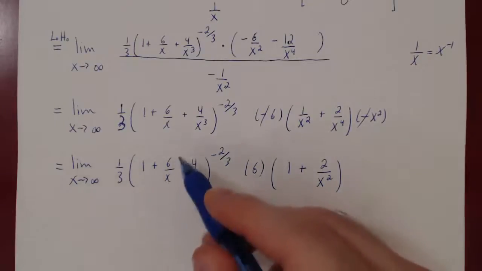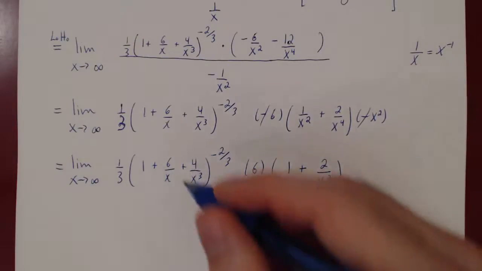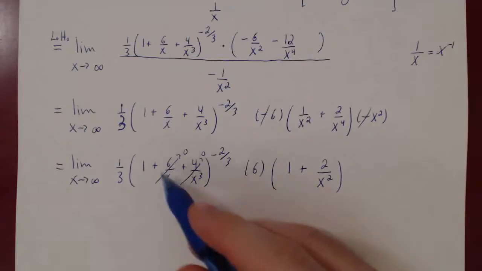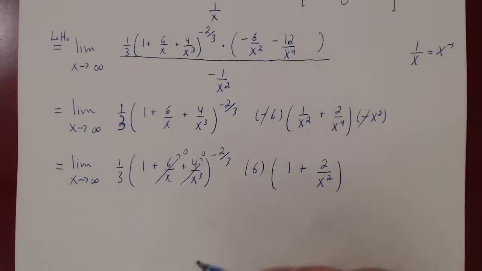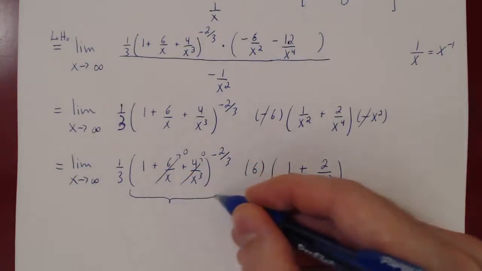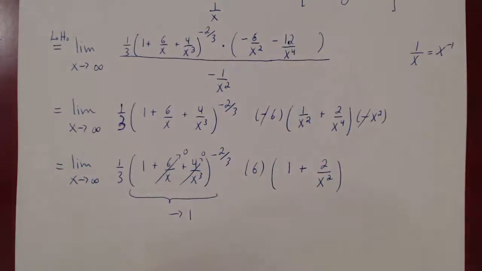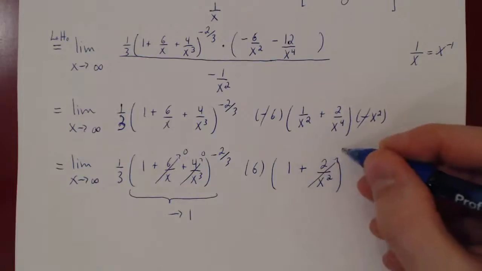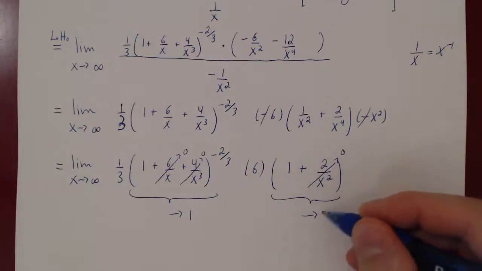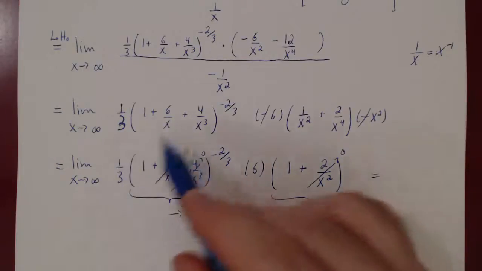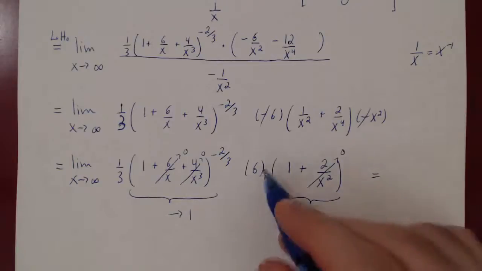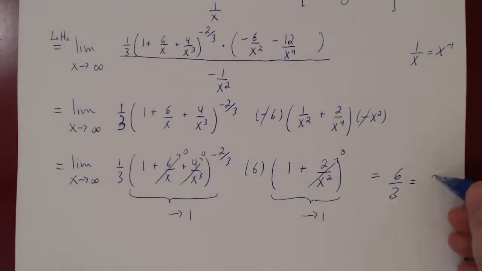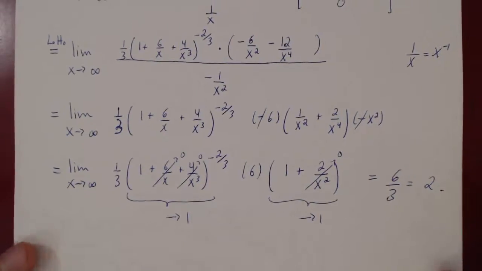As x goes to infinity, 6 over x goes to 0, 4 over x cubed goes to 0. And so we have 1 to the power of negative 2/3, but 1 to any power is 1. So you see this nasty expression is just approaching 1. As x goes to infinity, so does x squared. So we'll have a 2 over infinity case. This goes to 0. And so this term will also approach 1. So in the end, what are we left with? 1/3 times 1 times 6 times 1. So it's just 6 over 3. And 6 over 3 is simply 2. And that's our final answer.